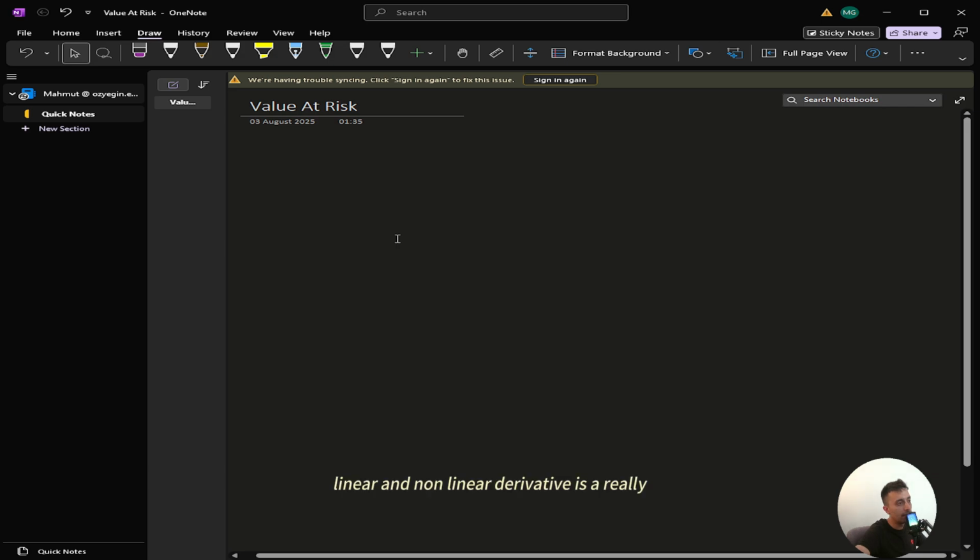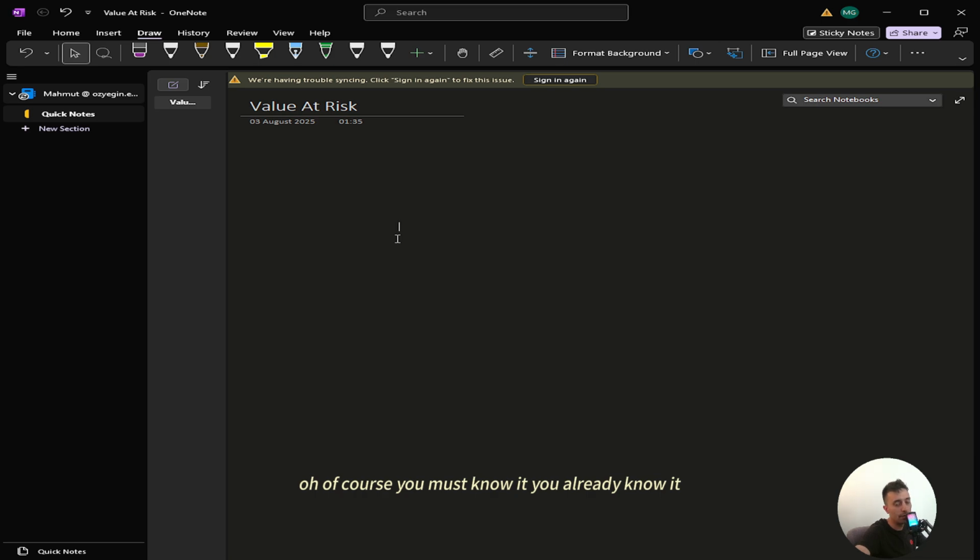Let's begin, guys. Linear and nonlinear derivatives are a really important chapter. You must know it. You already know it, but I want to explain it for you. A linear derivative briefly means you have a constant rate. This is really simple. If you have a futures or forward contract, this is a linear derivative, but a nonlinear derivative has a non-constant rate. For example, options, call options, put options.